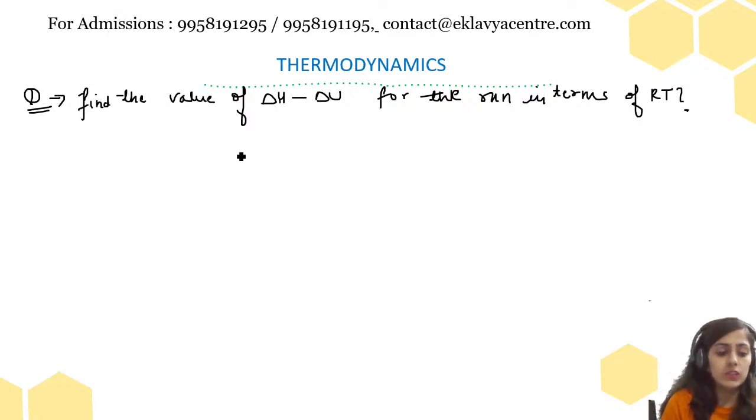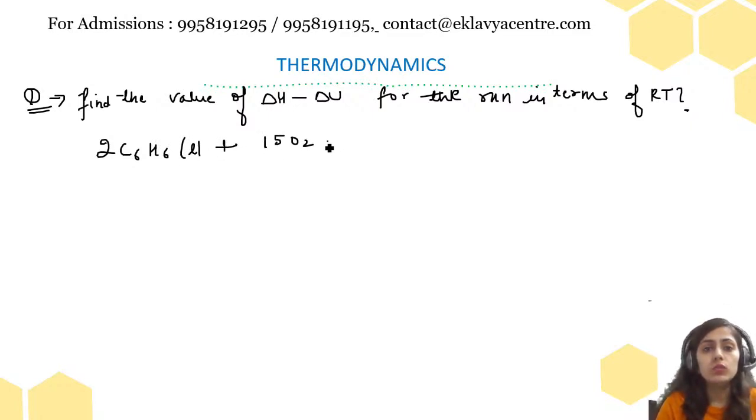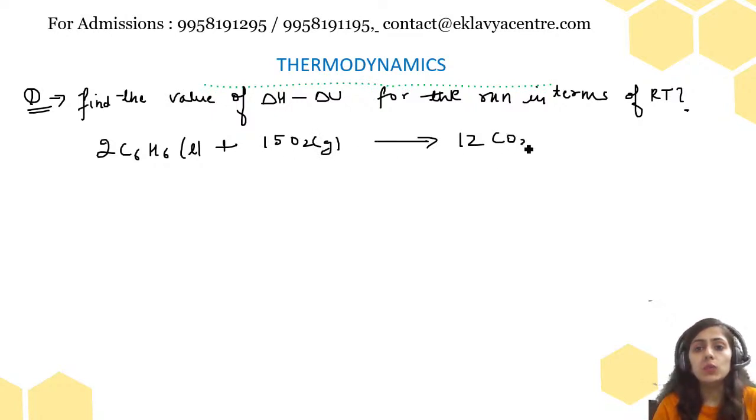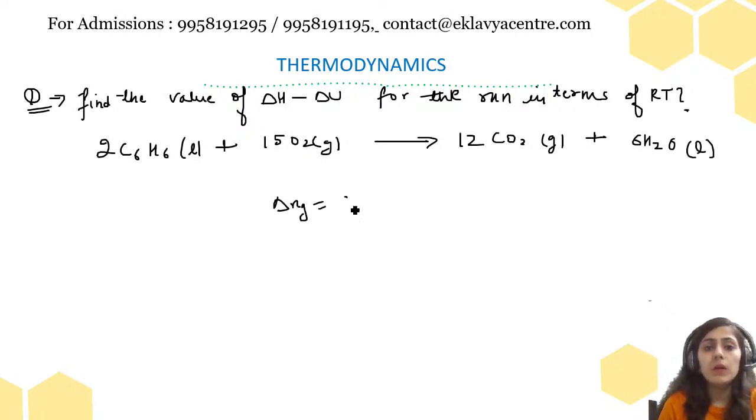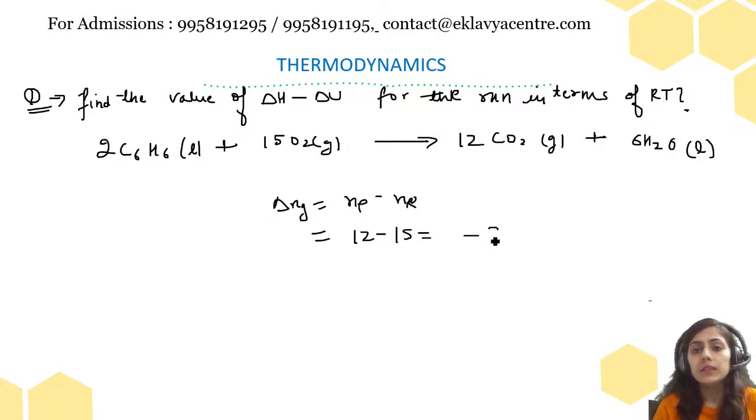And the chemical equation which they have given is 2 moles of C6H6, this benzene, reacts with 15 moles of O2, which will give us 12 moles of CO2 gas plus 6 moles of water. So we know that delta Ng is number of moles of product minus number of moles of reactant, and they are in gaseous phase. So 12 minus 15 is equal to minus 3.